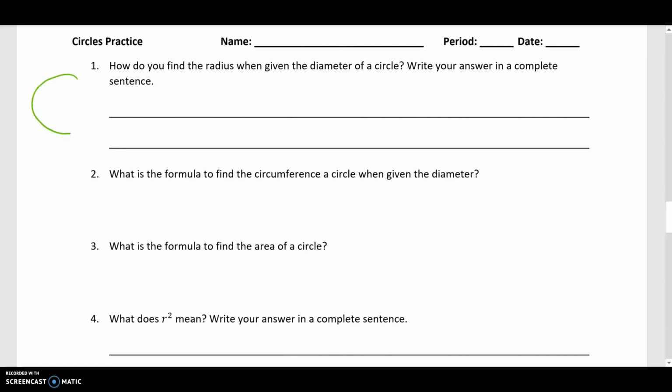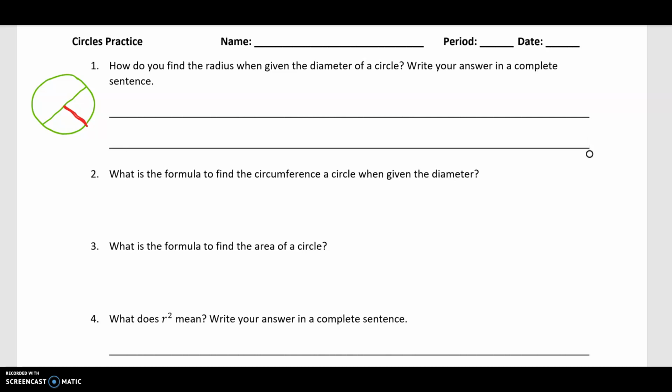So remember, we have a circle and our diameter goes all the way across the circle. And then we have our radius, which goes from the center to the edge of the circle. Okay. So that should help you with number 1.